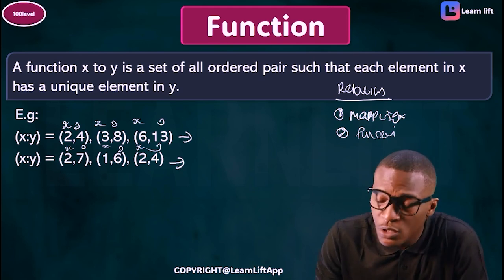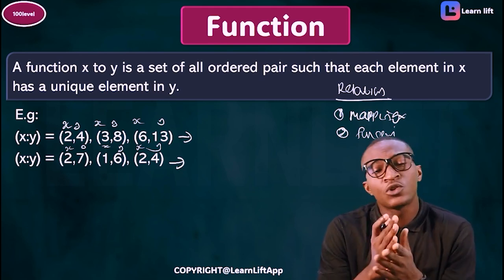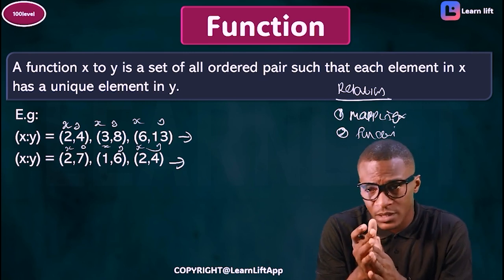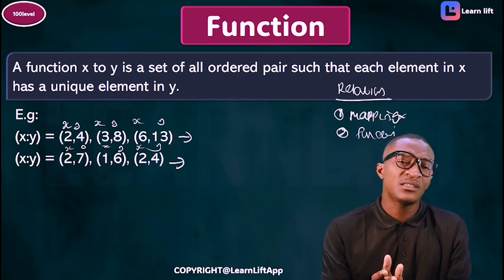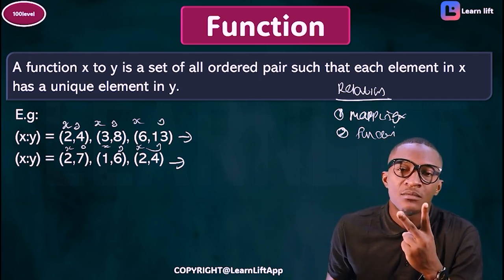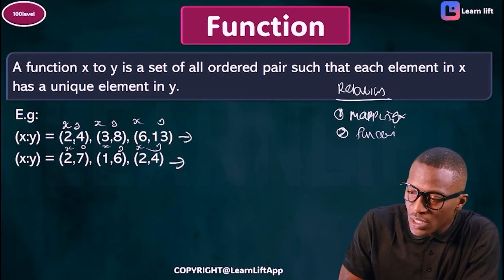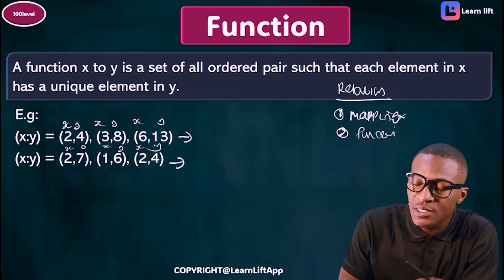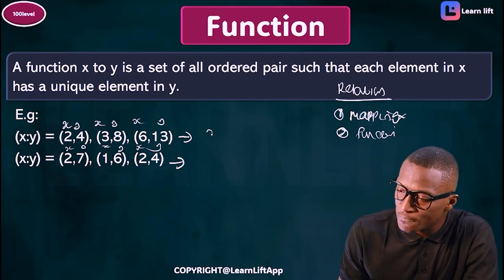Are both of them functions? In function, we say every element in Y. What's the function? The function X to Y is a set of ordered pairs so that each element in X has a unique element in Y. It means that, in a nutshell, no two X elements must have the same value. Now, let's check the first one. We are checking the X values. That's 2, 3, 6. Did it repeat? No. Because it does not repeat, this is a function.